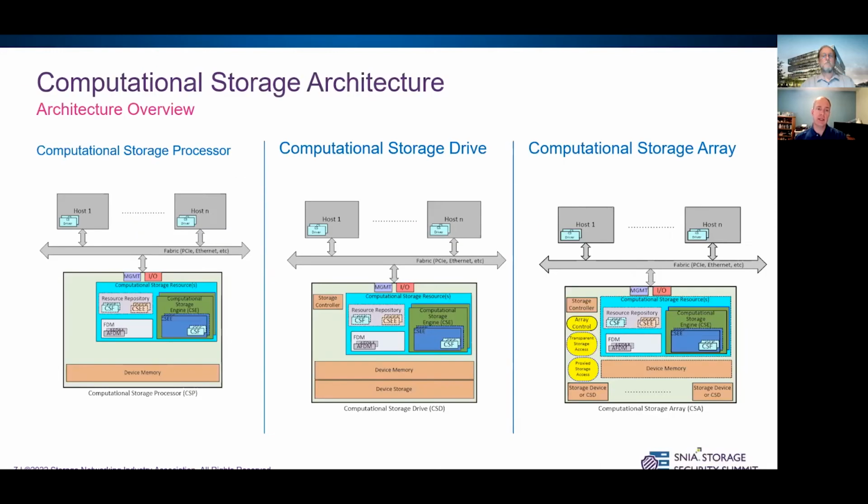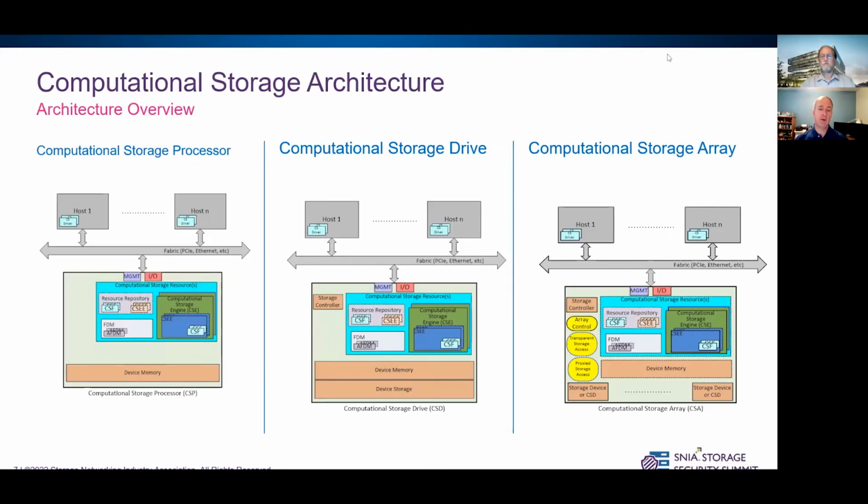Moving into the next slide, we've broken these 3 different descriptions down diagrammatically. On the left, we've got the computational storage processor. In the middle is the computational storage drive, and on the right-hand side is the computational storage array. You'll notice that all three of these pictures have a teal colored box and sub-blocks labeled computational storage resources. I'll get into that in a little bit more detail on the next slide.